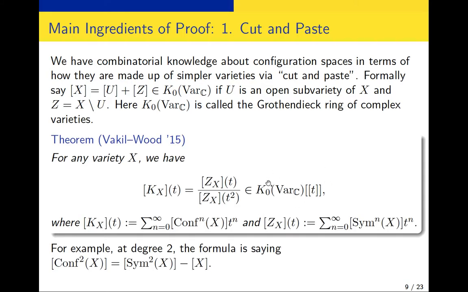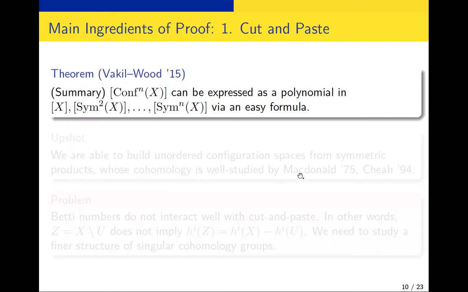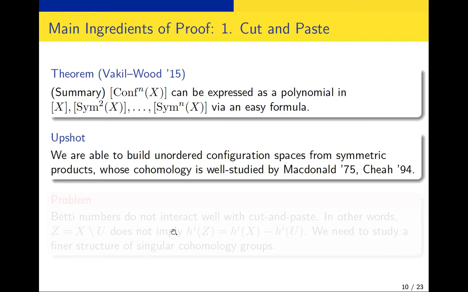And the knowledge about configuration spaces is the following: there is a nice generating function that tells us how to build up configuration spaces from the symmetric products. So for example, at degree 2, this formula simply says that Conf2 X is Sym2 X minus X. But we already knew that, because Conf2 X is Sym2 X minus the diagonal, which is isomorphic to X. So the upshot is that we can build up the configuration spaces from symmetric products, whose cohomology is already well studied, starting from a result of Macdonald.